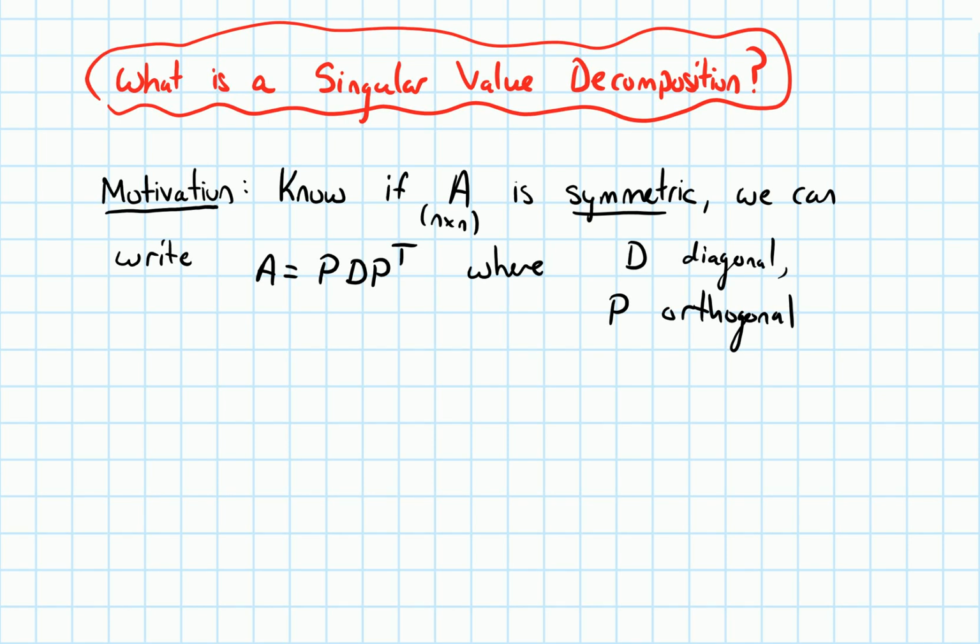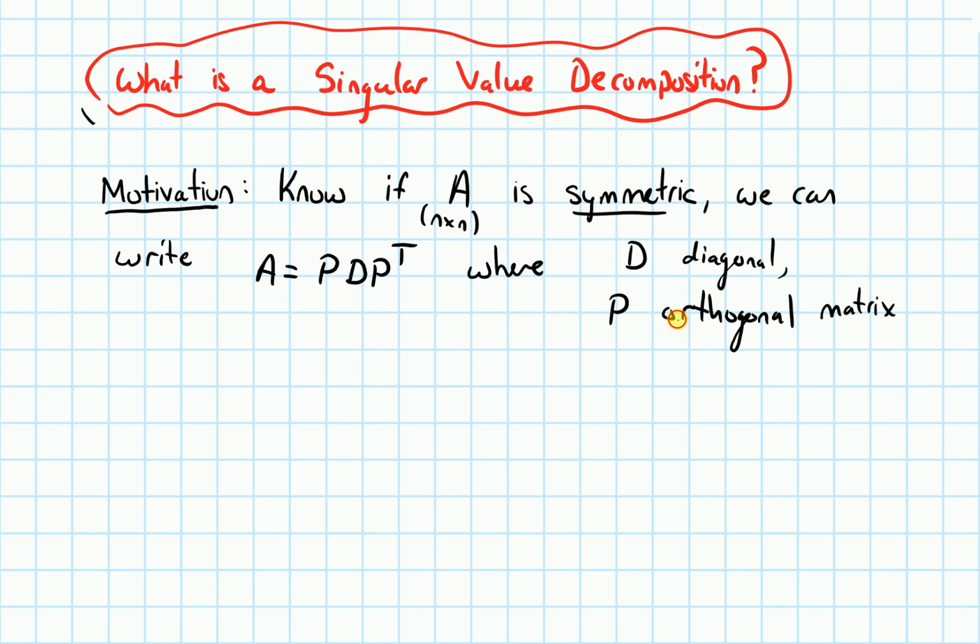In this video, we're going to talk about what a singular value decomposition is. So I mostly want to motivate what it is. We know that if A is an n by n symmetric matrix, we can orthogonally diagonalize it. So we can write it in the form A equals P times D times P transpose, where D is a diagonal matrix and P is an orthogonal matrix.